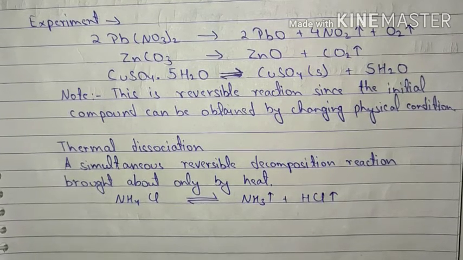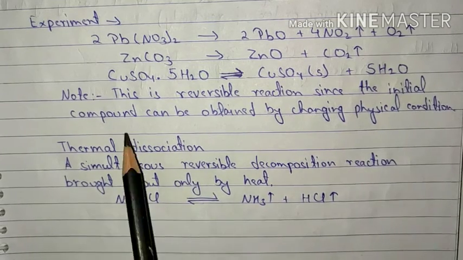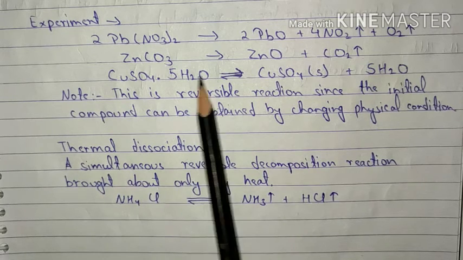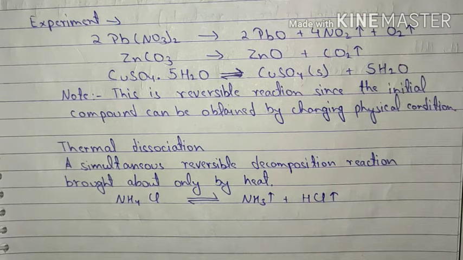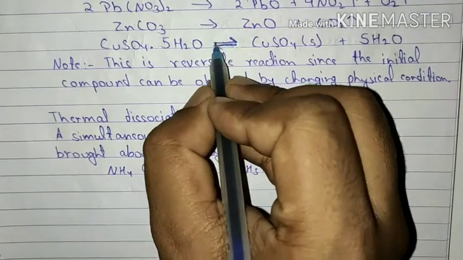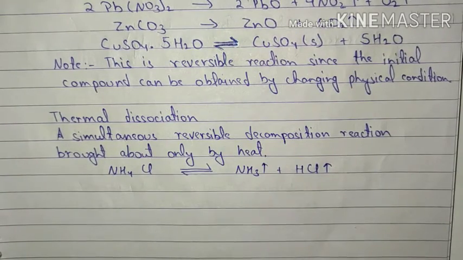This is the reason it has been mentioned here that this is a reversible reaction, since the initial compound can be obtained back by changing physical conditions. So, as you all observed, on addition of water molecules, again we got back a reactant. So what we can say is that this reaction is a reversible reaction. Students, pay attention over here. All the reversible reactions are represented with this sign, that is a half arrow moving forward and half arrow moving backwards.